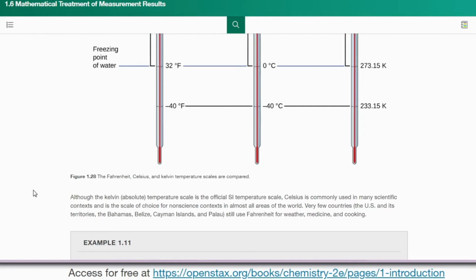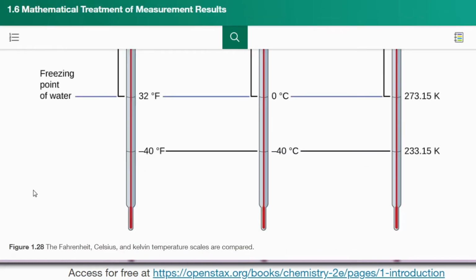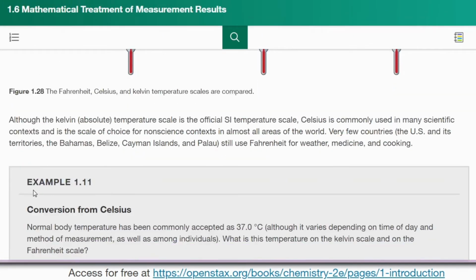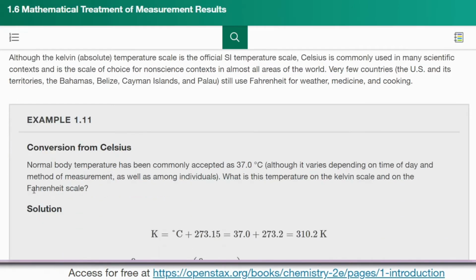And now I'm going to go back and expand so we can see the text. Although the Kelvin absolute temperature scale is the official SI temperature scale, Celsius is commonly used in many scientific contexts and is the scale of choice for non-science contexts in almost all areas of the world. Very few countries, the U.S. and its territories, the Bahamas, Belize, Cayman Islands, and Palau, still use Fahrenheit for weather, medicine, and cooking.